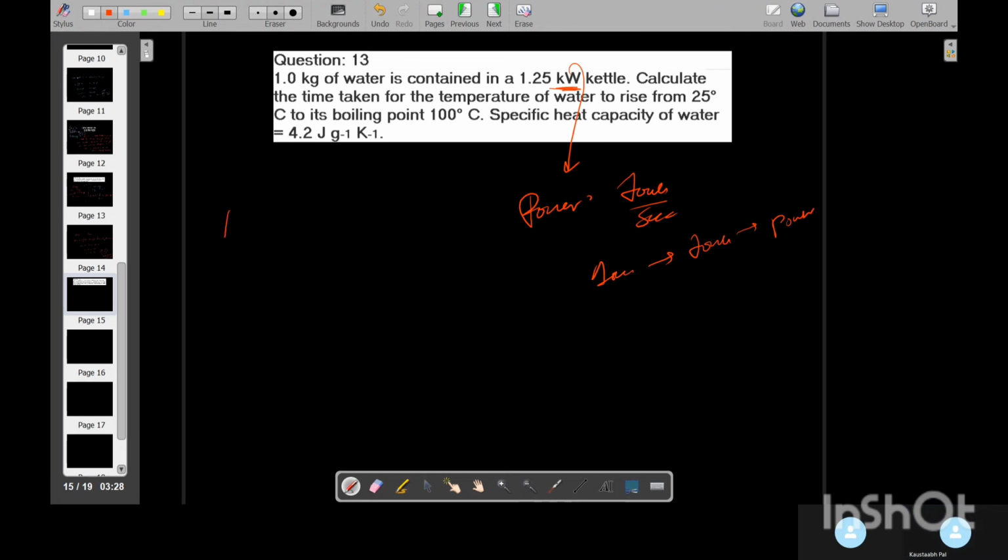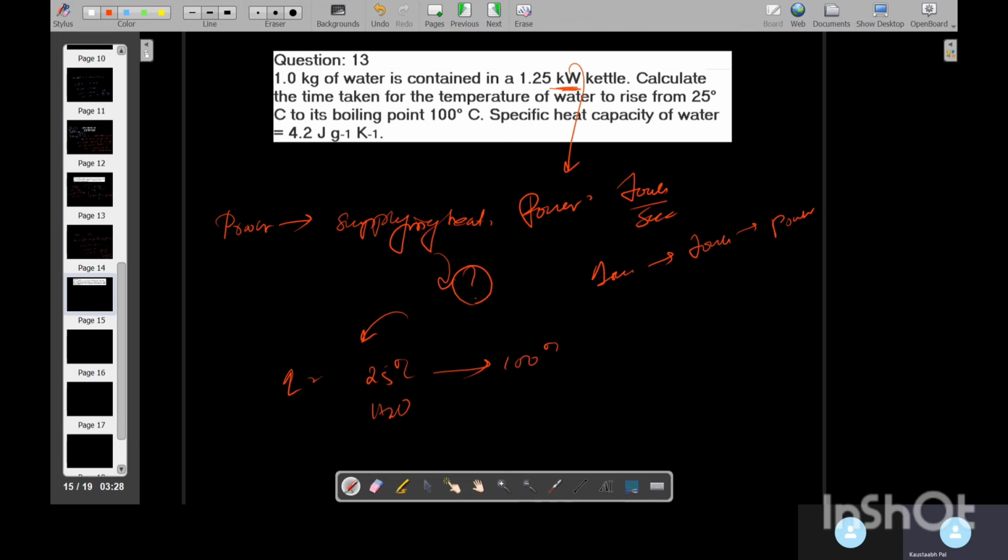They're saying they have a kettle of some power. Now what is this power doing? It is supplying heat. Now how much heat do you require? You require that much heat which is sufficient to raise the temperature of water from 25 degrees Celsius to 100 degrees Celsius. Okay, so how much heat do you require? MC delta T. You can find it by MC delta T.